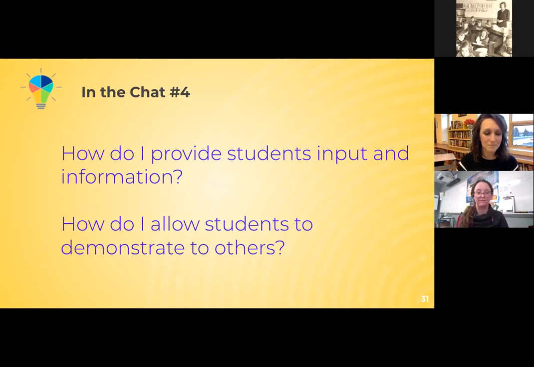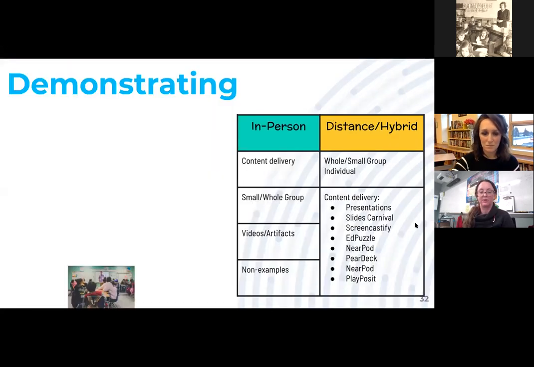Yeah, so this can look very different in different classrooms, and there's all kinds of strategies that can be used to provide student input and information. So this might look different if you're in person or distance or hybrid. Here are some different ways you might go through this phase, the demonstrating.